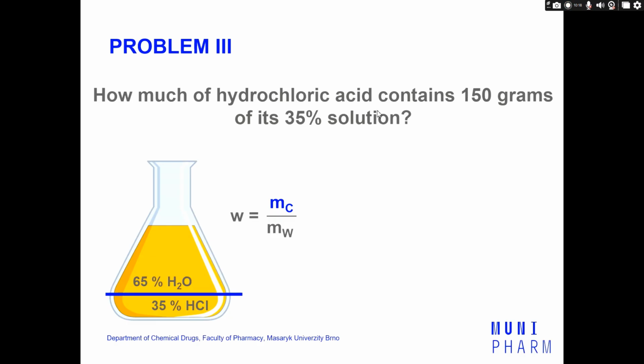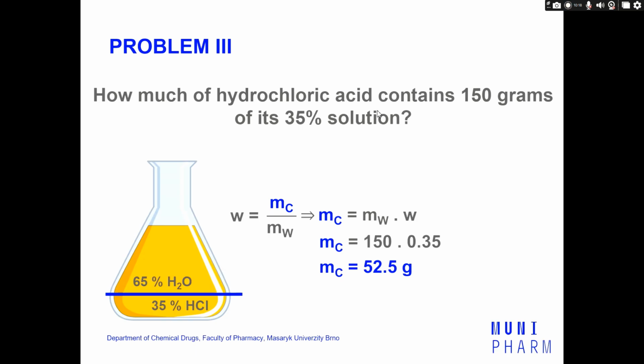We already know this formula, and our unknown in this case is the mass of the pure substance of hydrochloric acid in the given amount of its solution. The mass of the pure substance in this form is always calculated as the mass of the whole solution multiplied by the mass fraction. After the numerical substitution, we will get the answer. It's 52.5 grams. This is the mass of the pure hydrochloric acid in 150 grams of its 35% solution.